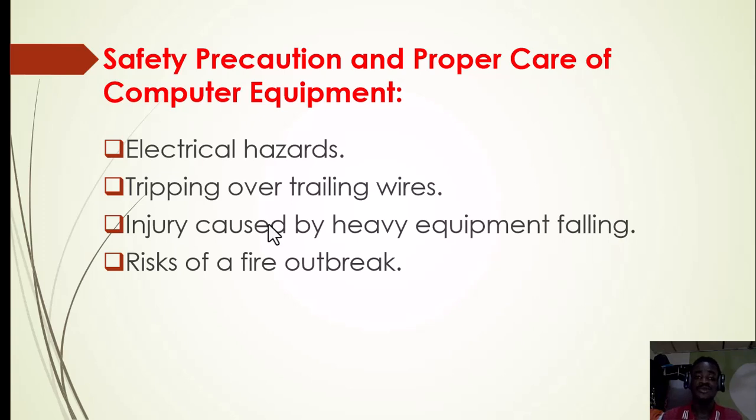Now let's move on to some of the safety precautions and proper care of these computer equipment so as to prevent the hazards we mentioned earlier. Some of these safety precautions we'll be talking about are the electrical hazard. The second one is tripping over trailing wires, then injury caused by heavy equipment falling, and the last one we'll be talking about is risk of a fire outbreak.